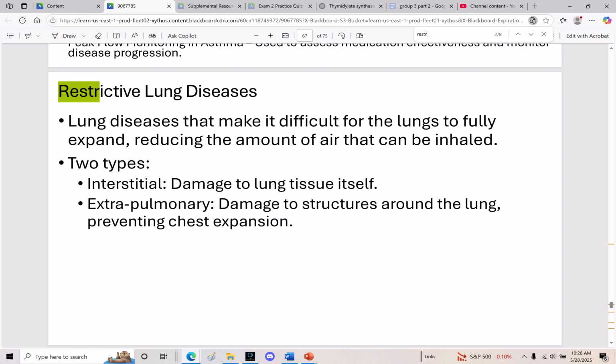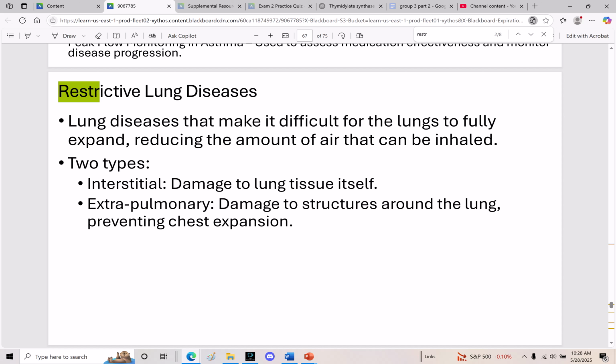But nonetheless, for your classification, either you have damage to the parenchyma of the lungs, or you can have damage to the structures around the lungs, preventing the chest expansion. Keep in mind, always, in order for you to breathe, your thoracic cage has to open up, okay? If it didn't, then you won't be able to.